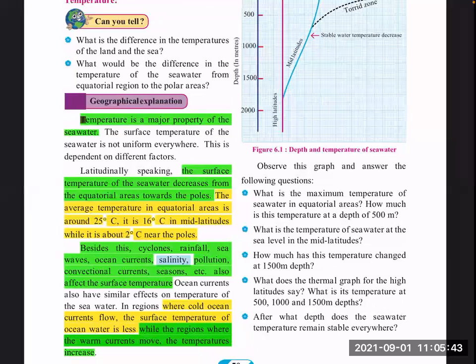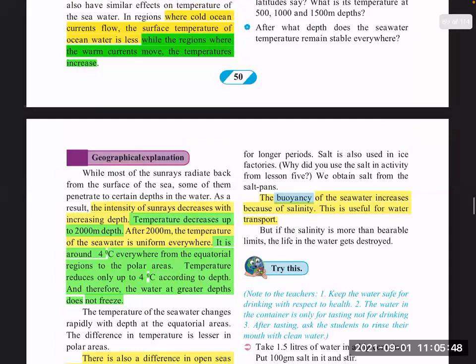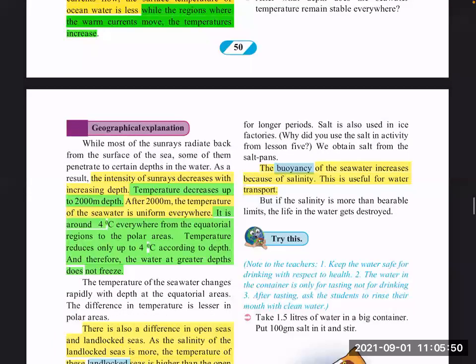Now you see here, the sun rays radiate from the surface of the sea. Sun rays can only enter the seawater to a certain depth. That's why you see scuba divers wearing a head torch, a torch light on the forehead. Because once they go below 2000 meters depth, there is no sunlight.